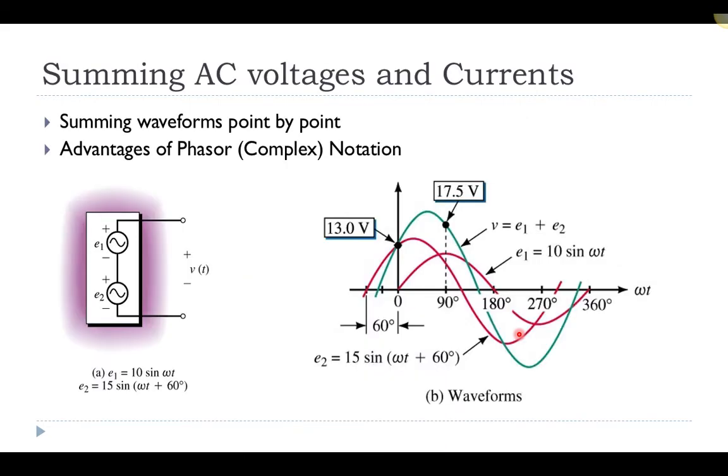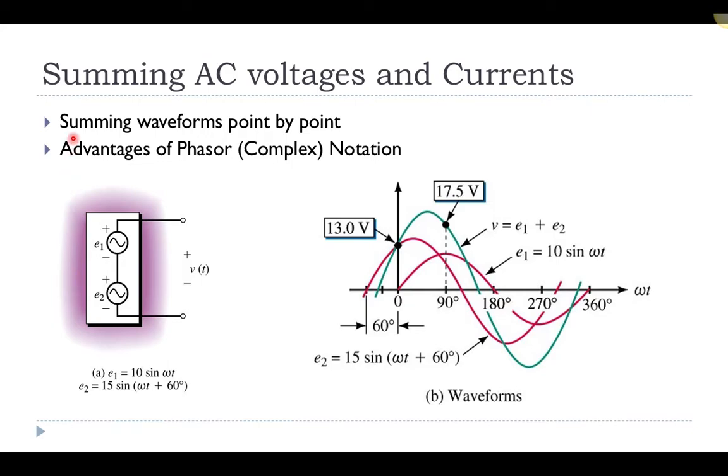So suppose that I had two AC sources. So here I have a source E1 and E2. The first source is varying sinusoidally with an angular frequency omega. It has no phase shift, and it has a maximum value of 10, versus the second one that has a maximum value of 15 and is phase shifted by 60 degrees. And we want to know what is the total voltage across these terminals if I have these two alternating sources.